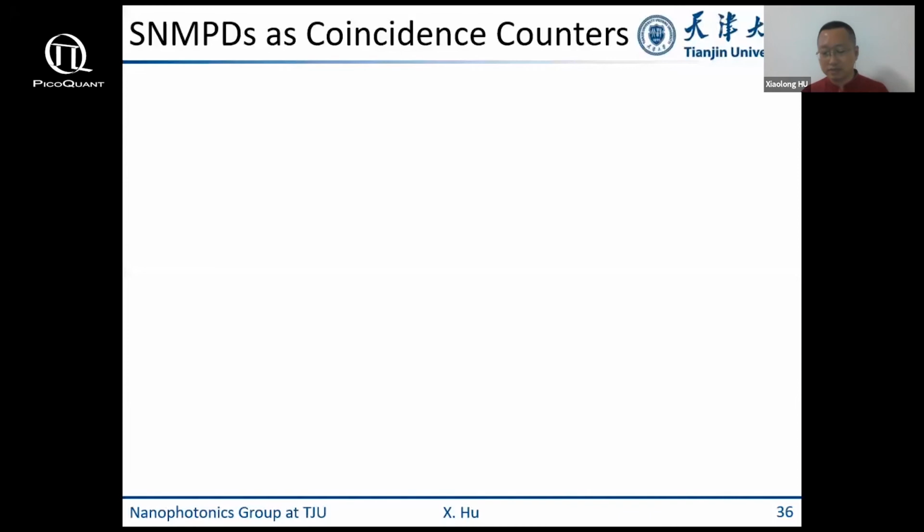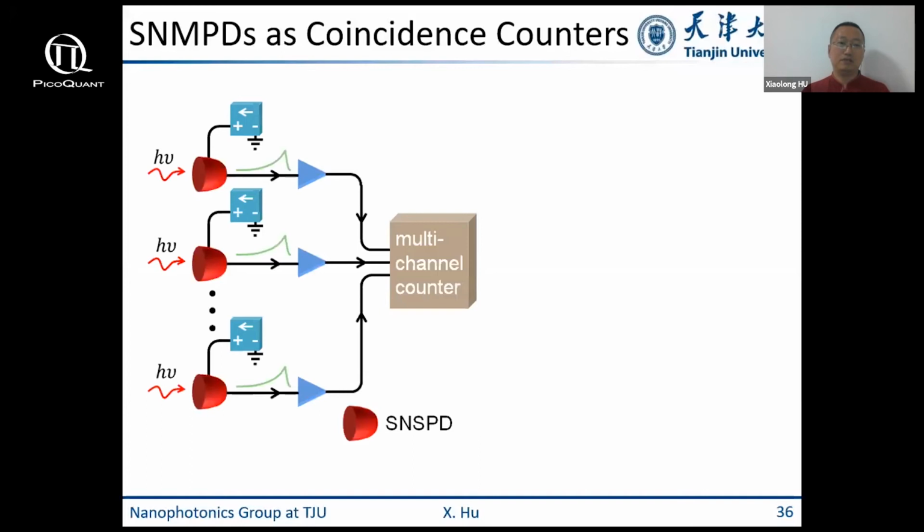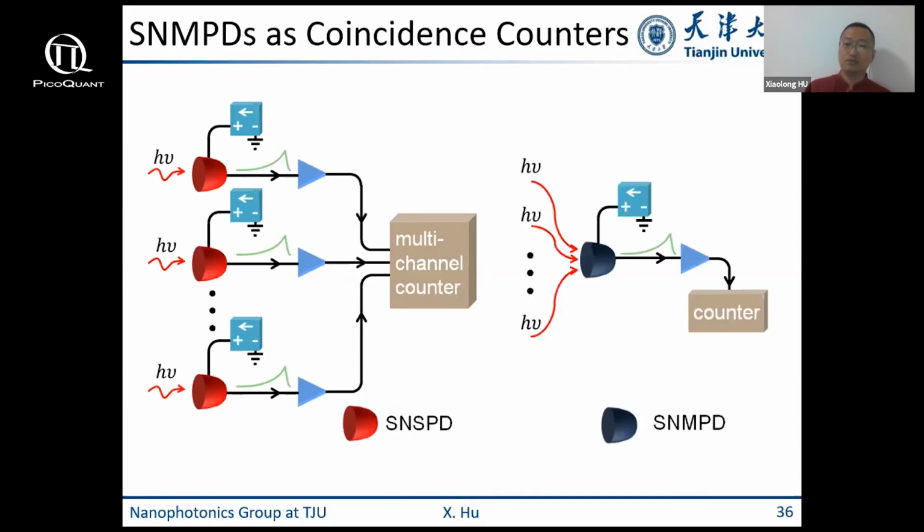So first of all, coincidence counters. A straightforward way to count coincidence is n-fold coincidence. We use n single-photon detectors, for example, SNSPDs. That would be a very expensive system, and it's also difficult because of the thermal budget of the cryocooler, etc. So our idea is to use one SNMPD multi-photon detector with circuitry as simple as one SNSPD to do the task. Let me tell you how to do that.